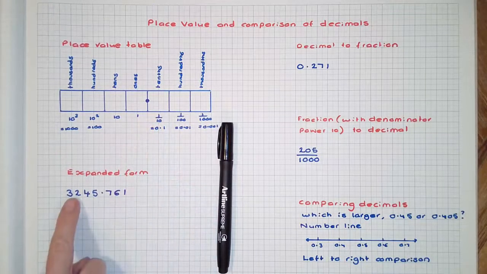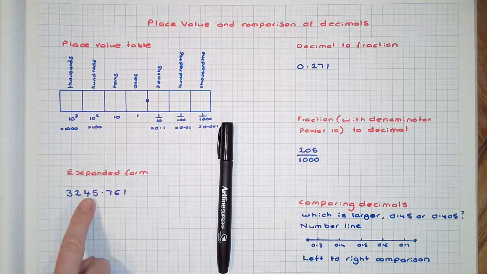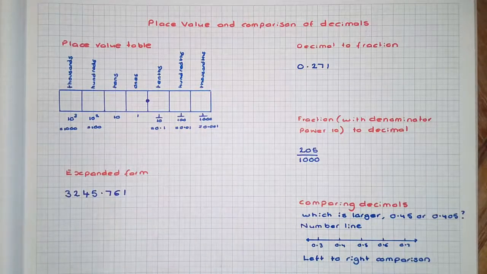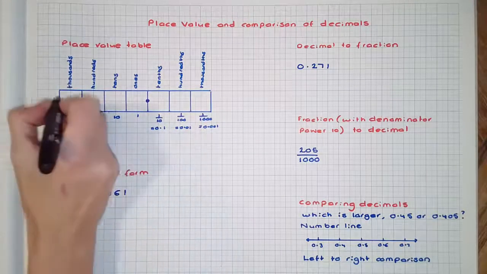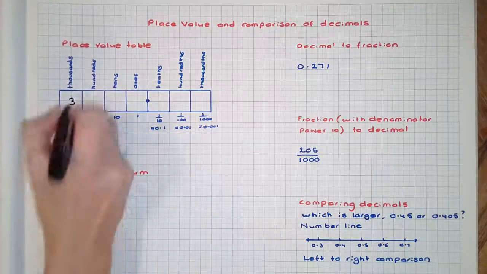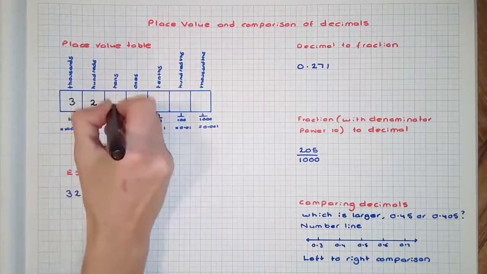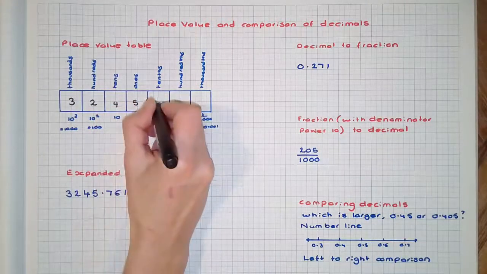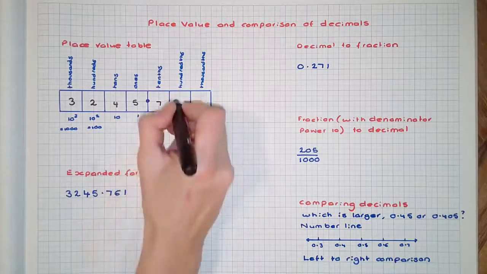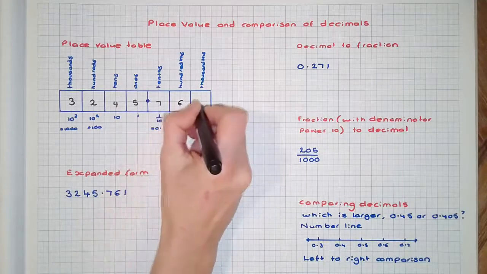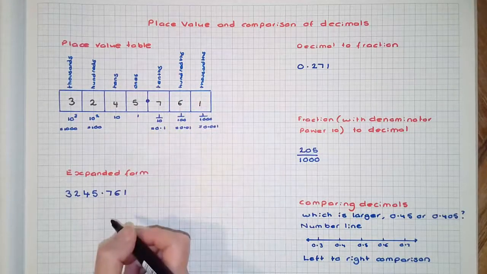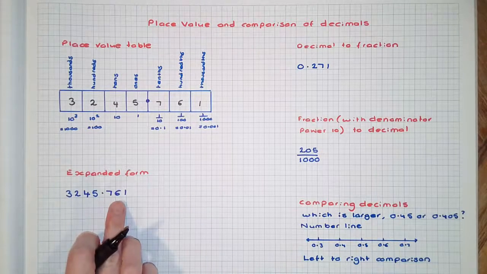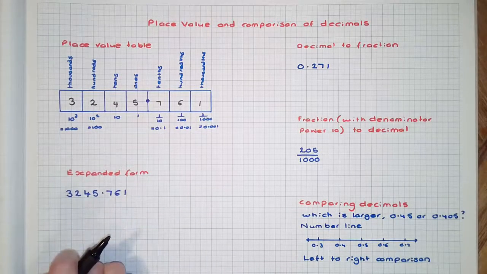The number 3,245.761 would be placed in the place value table as such. 3 thousands, 2 hundreds, 4 tens, 5 units, 7 tenths, 6 hundredths, and 1 thousandth. This number is said to have 3 decimal places as it has 3 digits after the decimal point.